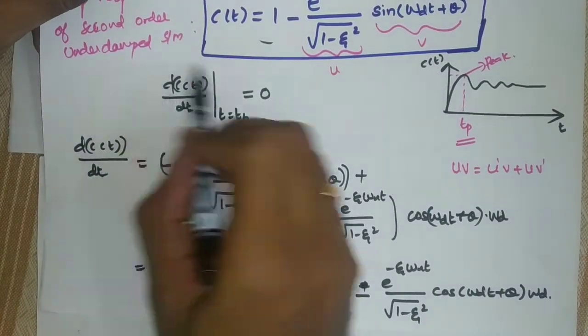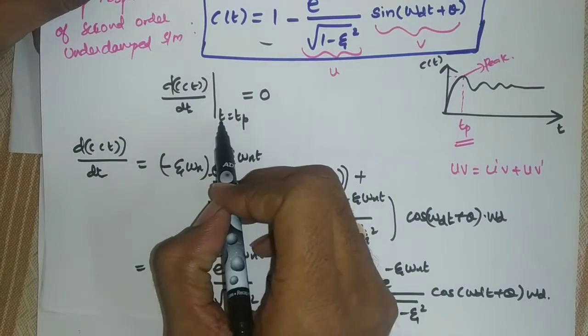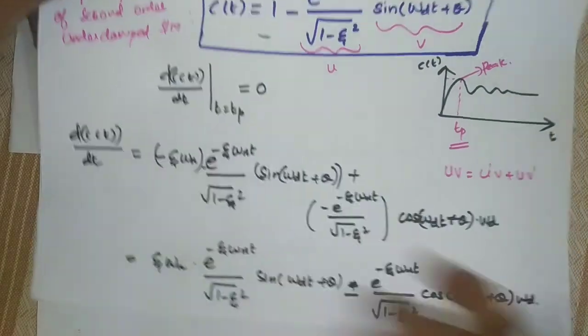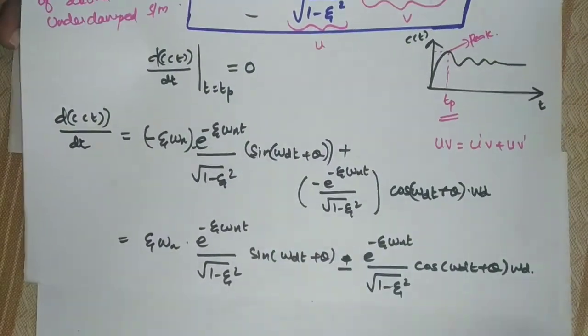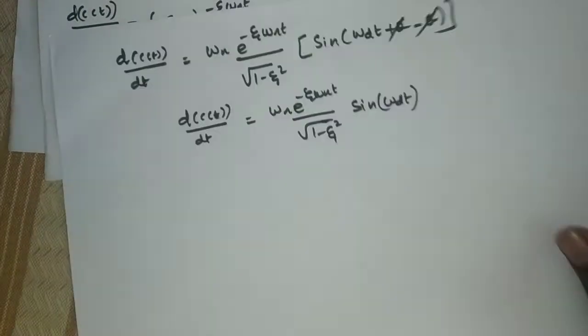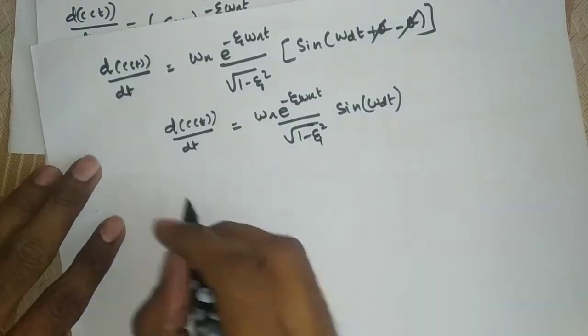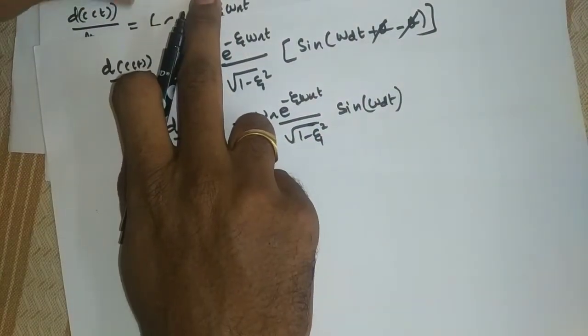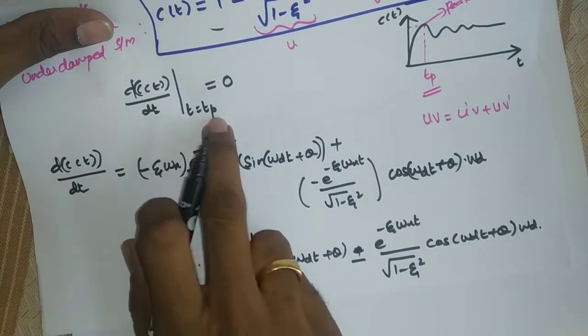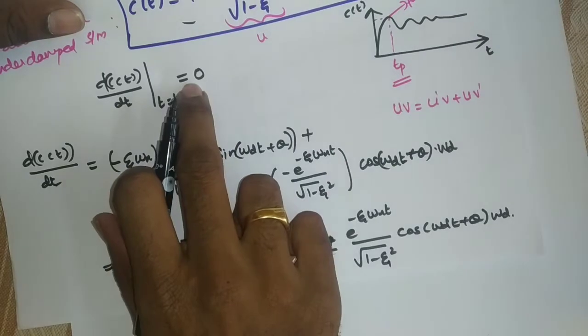Okay. We found this equation. So peak value is obtained at time equal to tp, is it not? As per our concept, this peak value is obtained at the value of t equal to tp. Let's substitute the value of t as tp in this equation and equate with zero.